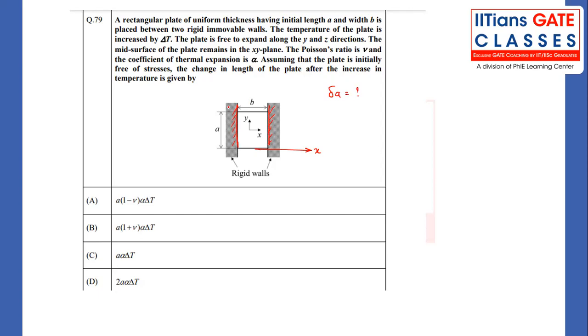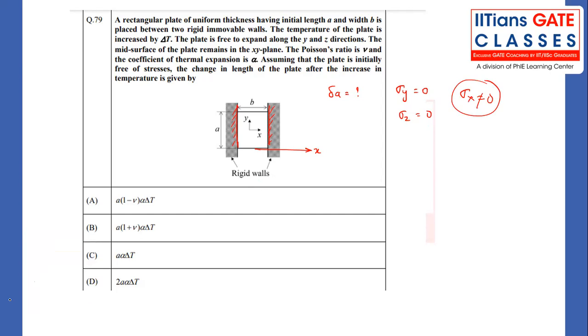My dear friend, the very first thing: the material is free to expand in the Y and Z direction. That means sigma Y will be 0, sigma Z will be 0, because it's a free expansion case in the Y and Z directions. In the X direction it is not going to be 0, because some rigid support has been placed.